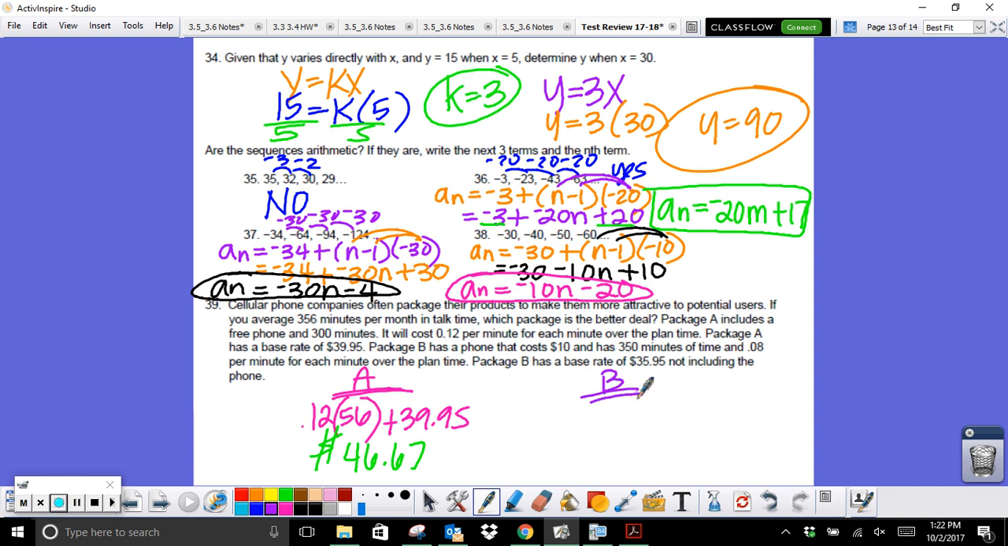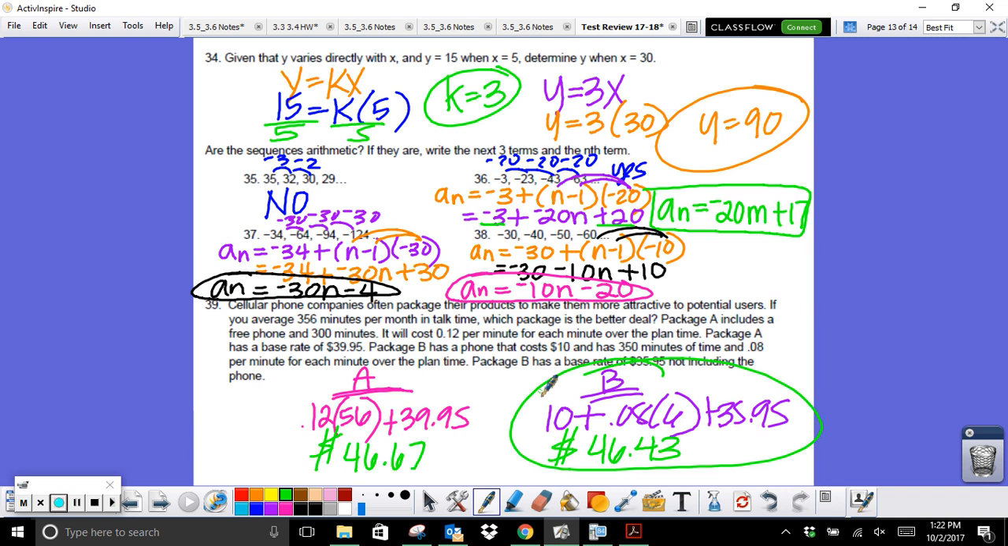All right, plan B. And it says that package B has a phone that costs $10, so I need to buy the phone for $10. And it has 350 minutes of time, which means I'd only have to pay for 6 minutes. So it's 0.08 times 6. And then it also has a base rate of $35.95. Okay, if I type all that in the calculator, I would be paying $46.43. Which means plan B, by not much, but a little bit, would be the cheaper way.